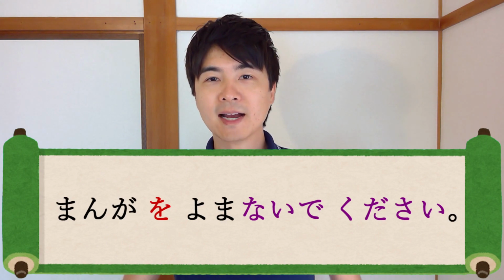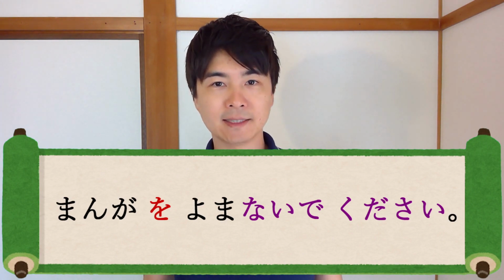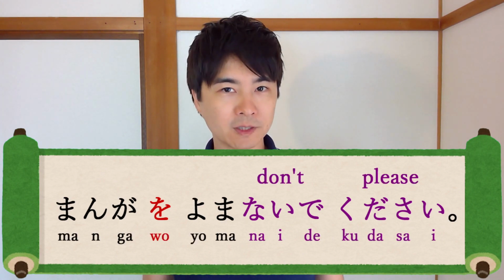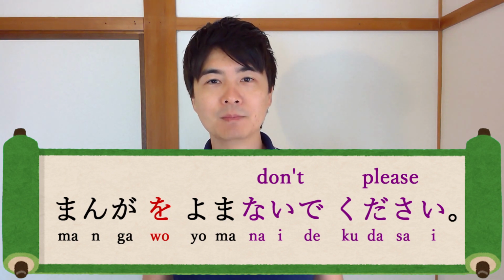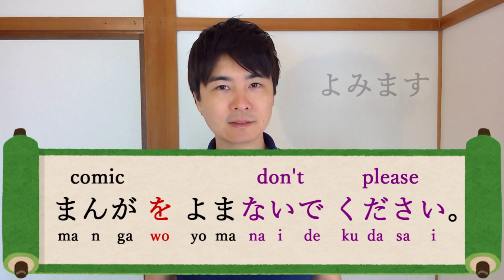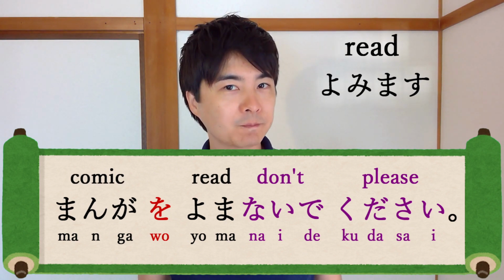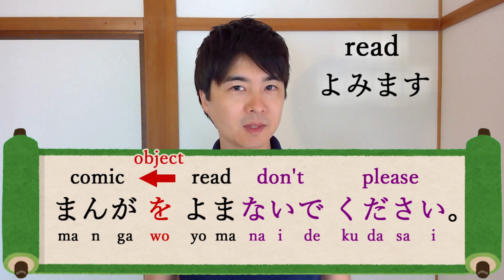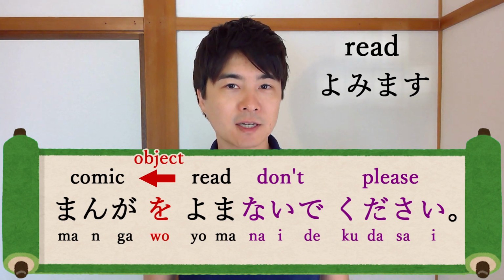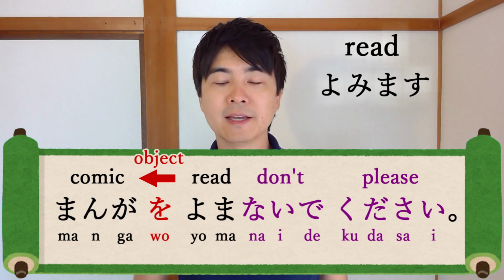Okay, in this lesson we learned about を and ないでください。So in this chapter, let's check sentences using both of them at the same time. For example, 漫画を読まないでください means please don't read comics. 漫画 means comic. 読みます means to read. Then 漫画を読みます means to read comics. And 読みます is a 五段 verb.